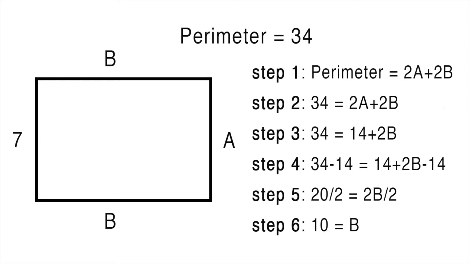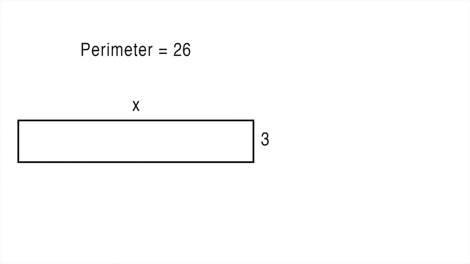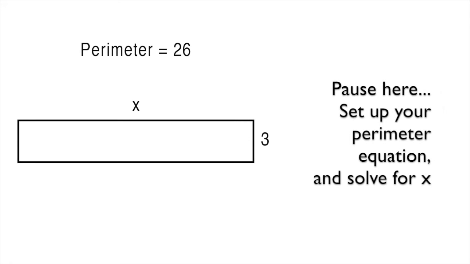Now we know the lengths of all the sides on this rectangle. Let's try one more, this time by yourself. The perimeter is 26, and we have sides x and 3. Remember, set up your equation, then attempt to get the unknown alone by doing the same thing to both sides.